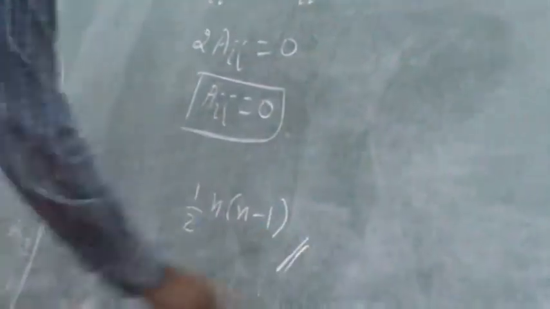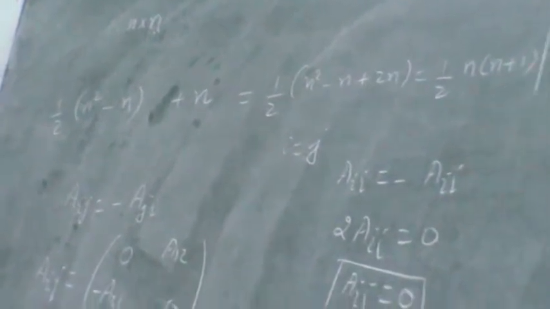How many linearly independent elements? Only half, correct? No diagonal entries. The same calculation you can do to compute the number of off diagonal entries, that is half into n square minus n. That is the number of linearly independent elements for skew symmetric. So half n into n minus 1 linearly independent components or parameters for skew symmetric matrices or tensors of rank 2. Do you follow this?